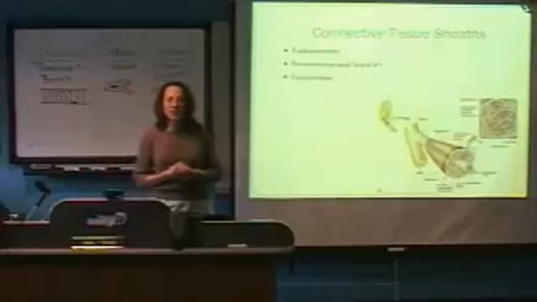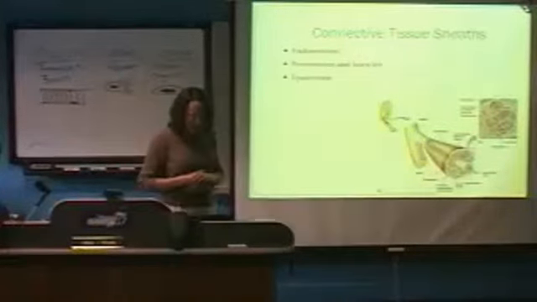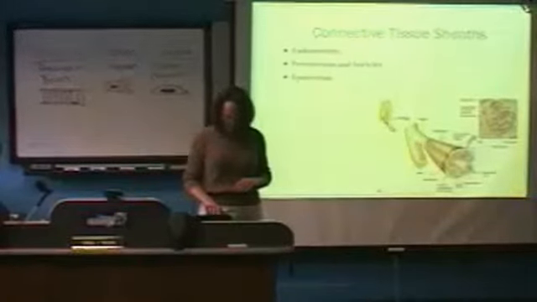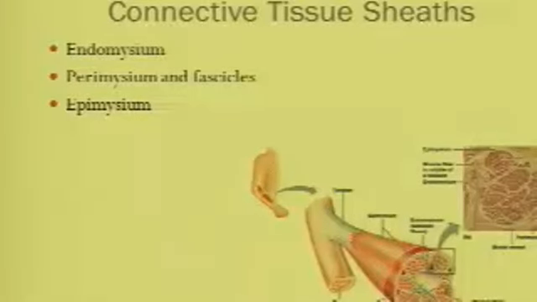Okay, connective tissue sheaths. I'm going to zoom in on the PowerPoint. This picture is right in your book. I know this might be a little bit difficult to see, so if it is, go ahead and pause the tape and open up your book to this picture. These are the connective tissue sheaths that encase the muscle and connect the muscle to a tendon, which connects to the bone. And this is the breakdown of the names of those different connective tissue sheaths, okay?